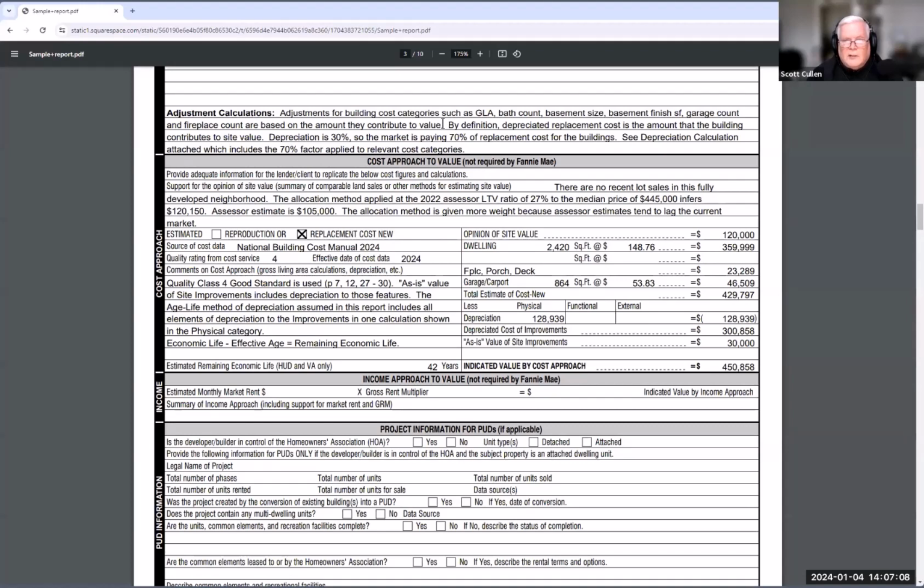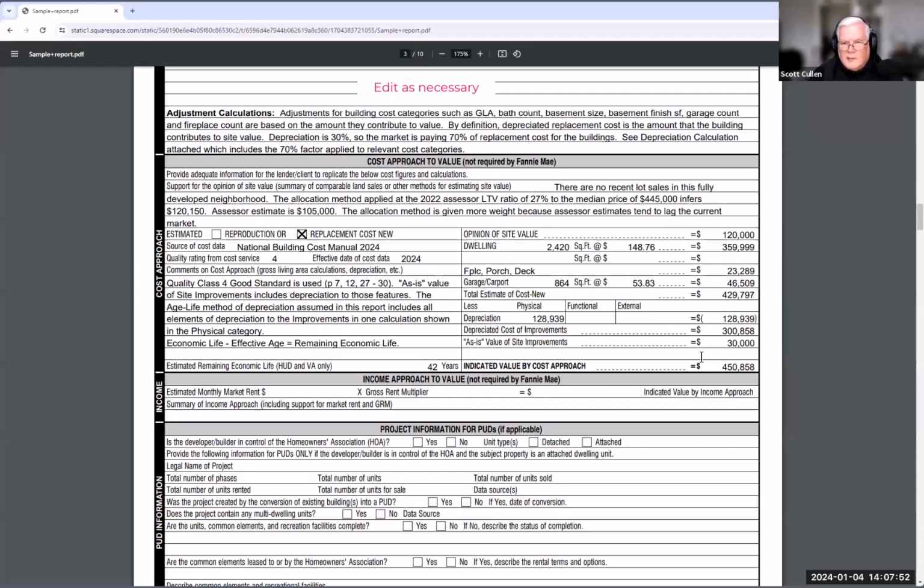By definition, depreciated replacement cost is the amount that the building contributes to site value. So the building adds 300,000 to the site plus the site improvements to get to this 450. Effective age of 18 years on page 1 gives us 30% depreciation. So that means the market is paying 70% of replacement cost for the buildings. And then it says, see the depreciation calculation attached, which includes the 70% factor applied to the relevant cost categories.